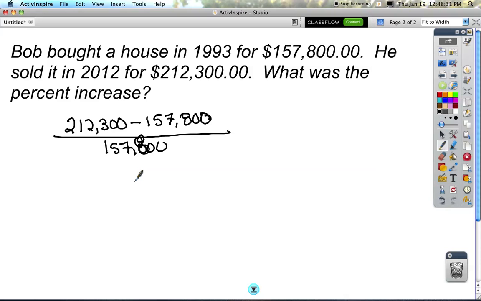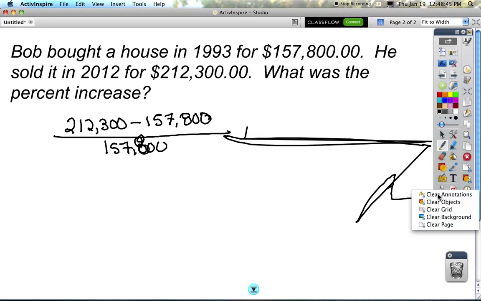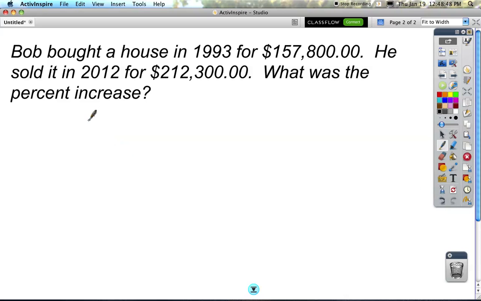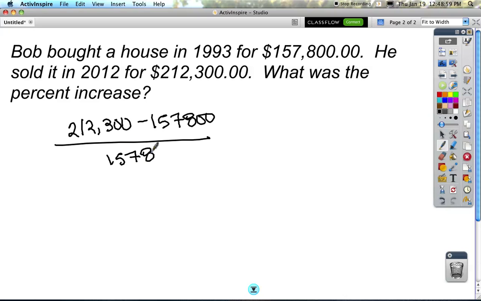Now that gives you a decimal of 0.34537... But if I want a percent, I need to multiply that by 100. I don't know what's happening. Let me try to start this over again. So that equals 34.5%. Now let's talk about significant figures here.